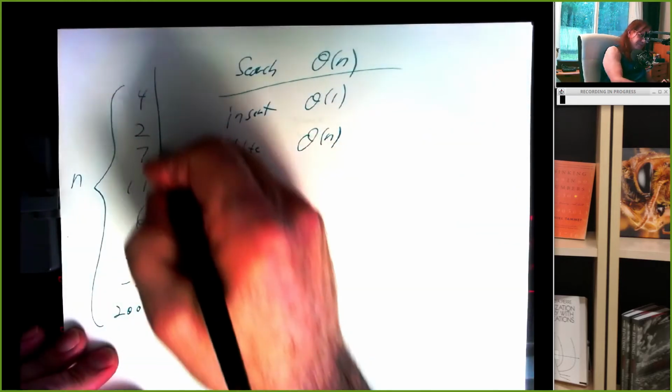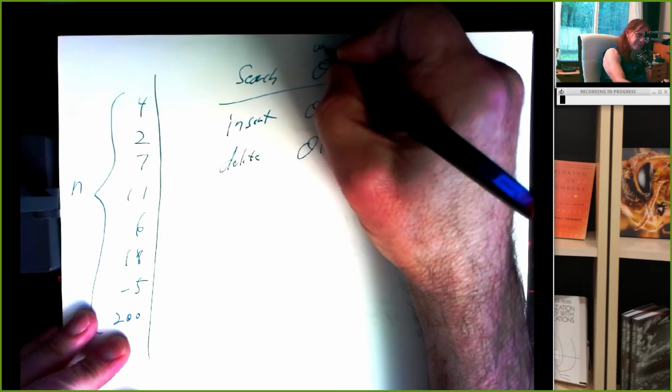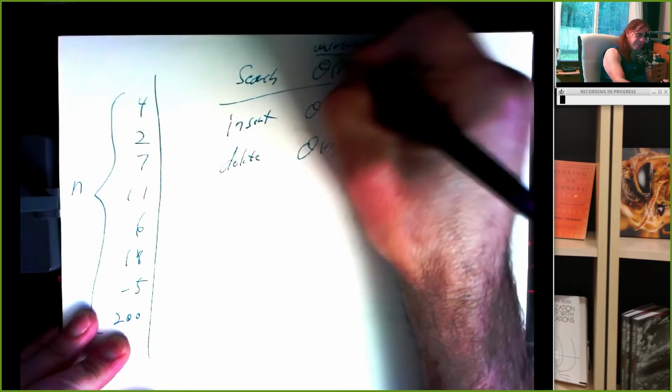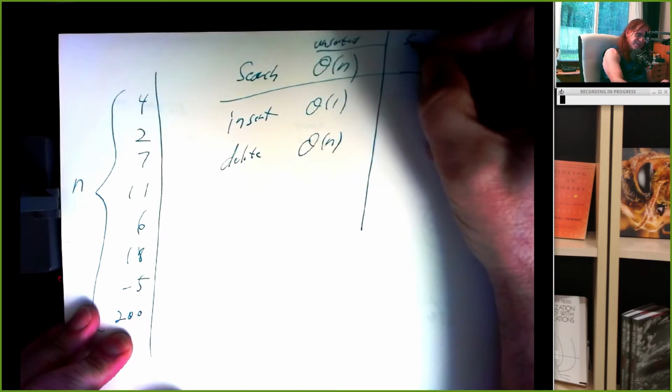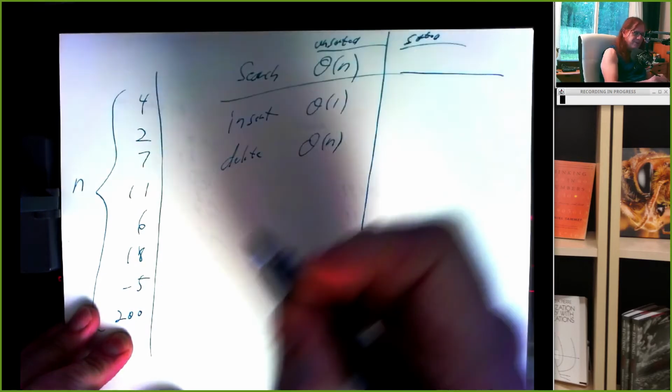So if we... Say again? This only works if the array has already been sorted from high to low, though, correct? This only works if the array has been sorted from high to low, or low to high.